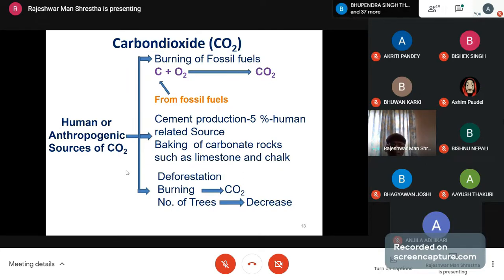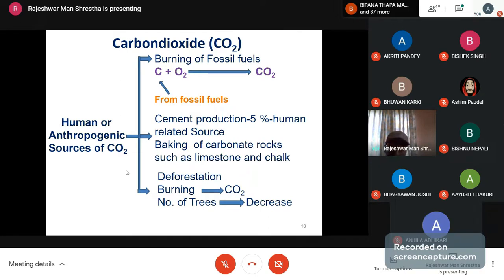From cement production, 5% of the carbon dioxide is released. In cement production, there is the breaking of carbonate rocks like limestone and chalk. Limestone and chalk are calcium carbonate. When calcium carbonate is burned or heated, it releases calcium oxide and carbon dioxide. In plus two level, you have an idea of what happens when carbonates of calcium and magnesium are heated: they change to carbon dioxide and calcium oxide.